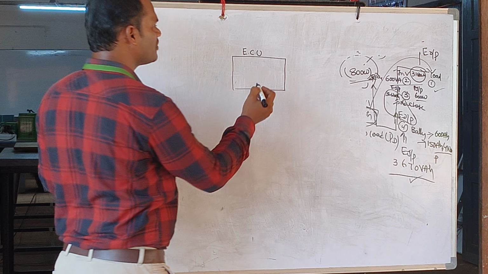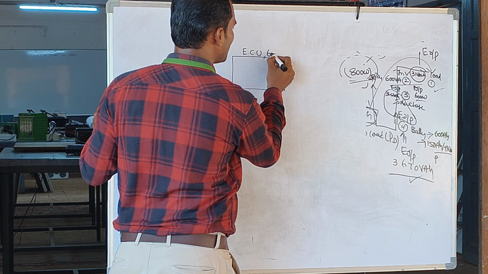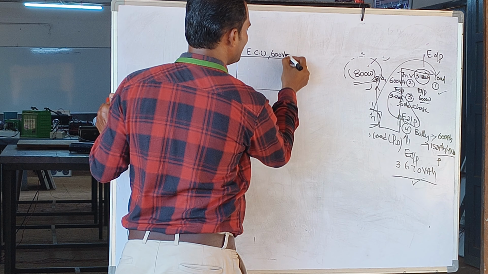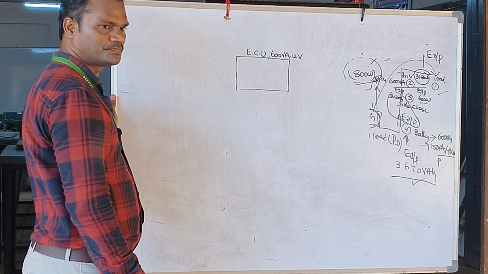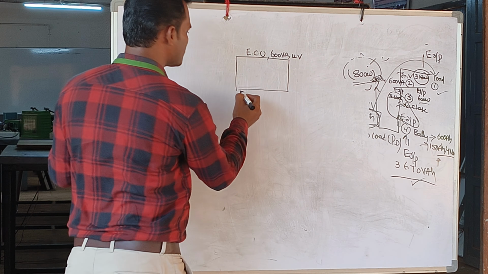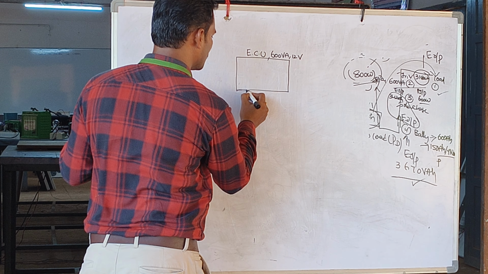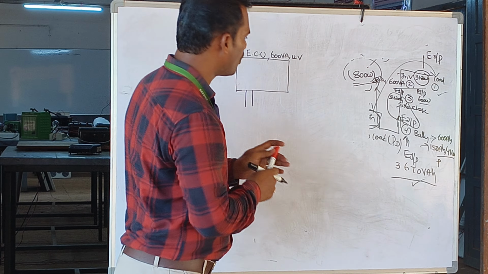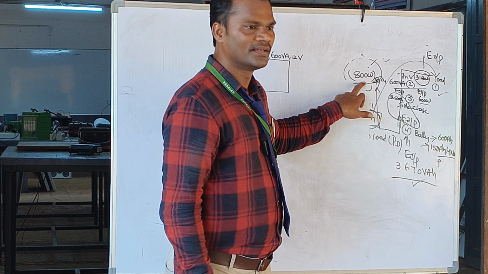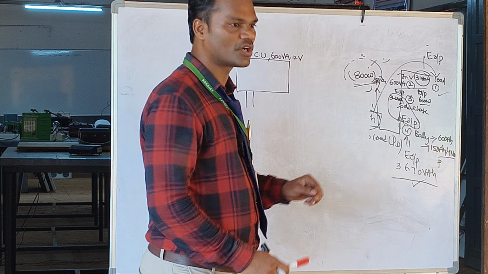Okay, what is the rating of this inverter? 600 VA. And what is the system voltage? 12 volt system. And it consists of a solar panel input. So this is nothing but a solar panel. How many solar panels are there? 8 solar panels.